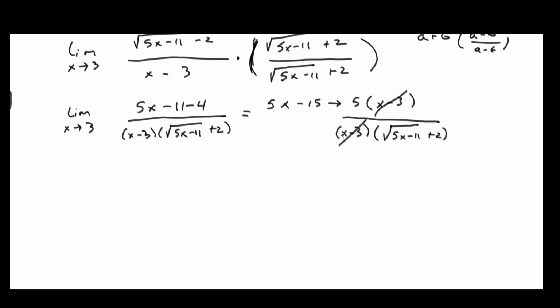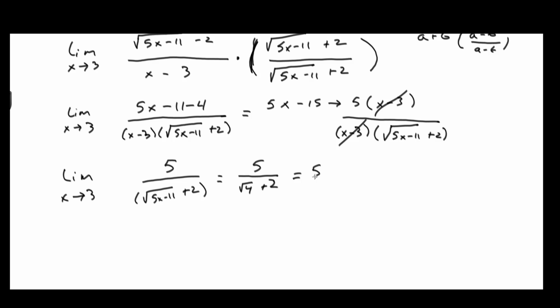So this will cancel. And that leaves us with 5 over our initial conjugate, √(5x - 11) + 2. And then we can go ahead and plug in our x value here. And that goes to radical 4 plus 2. And that's equal to 5 over 4.